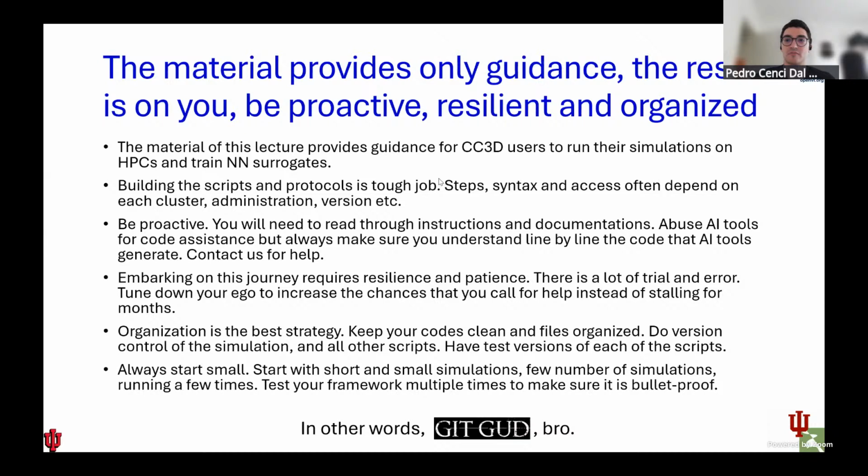For example, to run your simulation on a cluster and train neural network surrogates. Building these scripts is a tough job, so you need to be resilient, organized, and proactive. Ask us for help. Ask ChatGPT for help. Ask other AI assistants for help. And tune down your ego so that your chances of calling for help are higher instead of stalling on your project for months.